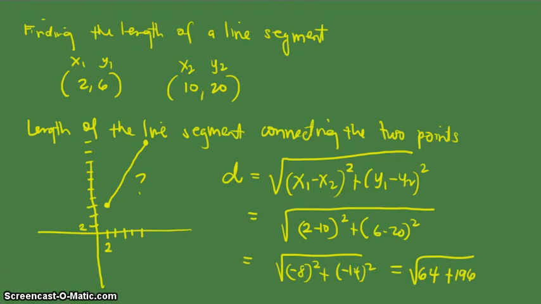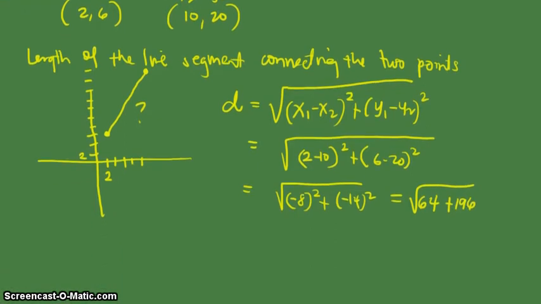And then you add the 2, so you have 64 plus 196, which is equal to 260. So this is equal to the square root of 260. Now if the number is not a perfect square number, then you might want to use your calculator to simplify it. There are manual methods on how to simplify it, but in this video you just use the calculator.